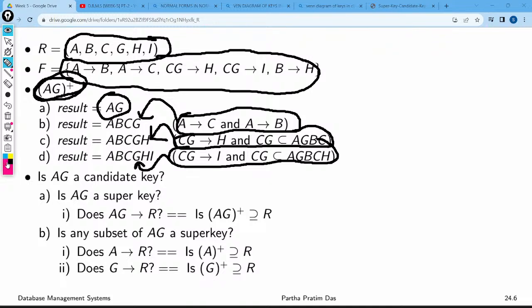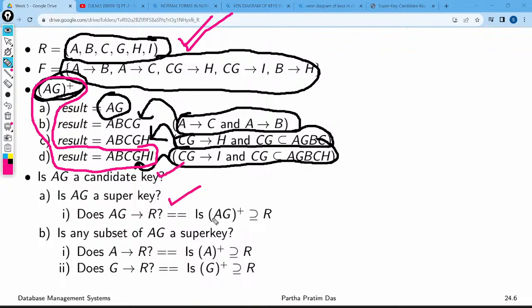Hence, the closure set of AG is ABCGHI, the exhaustive set over R, right? Is AG a candidate key? Is AG a super key? See, AG is a super key and hence it is a candidate key.